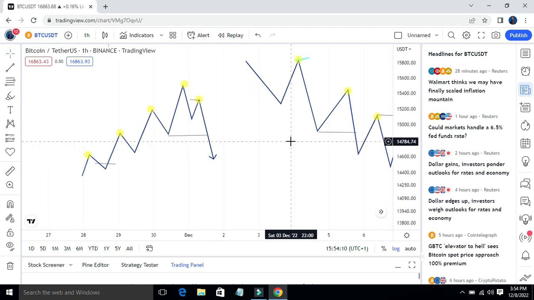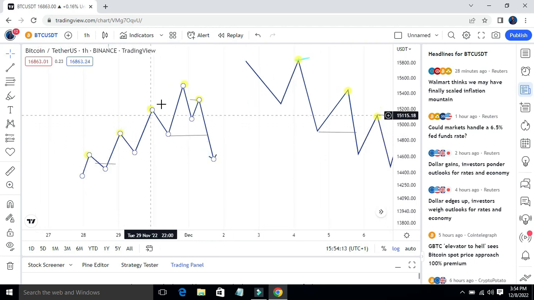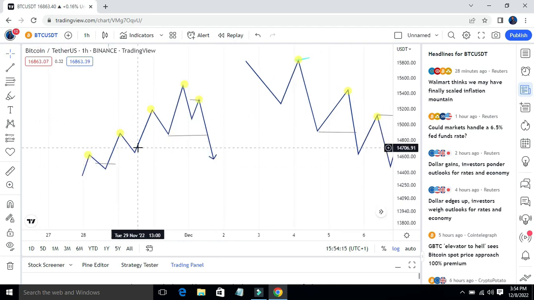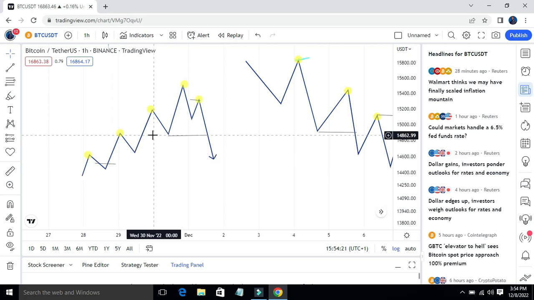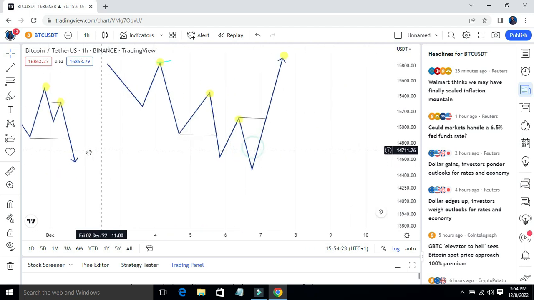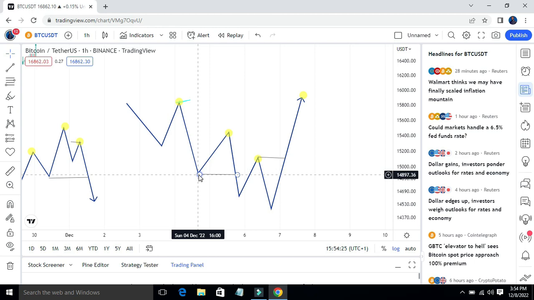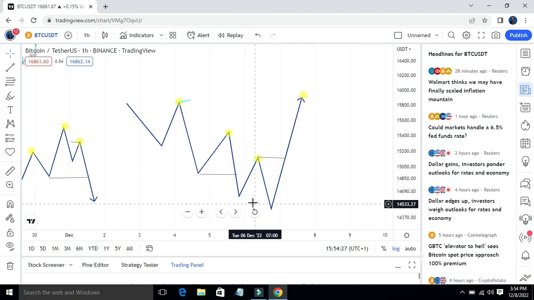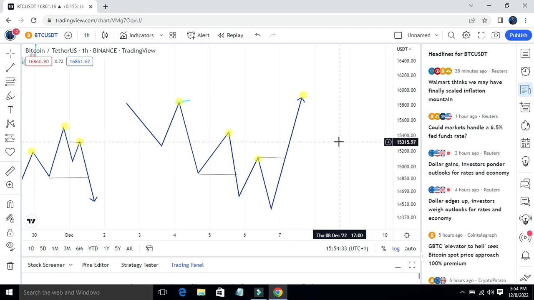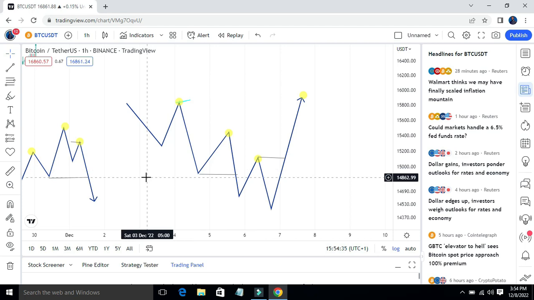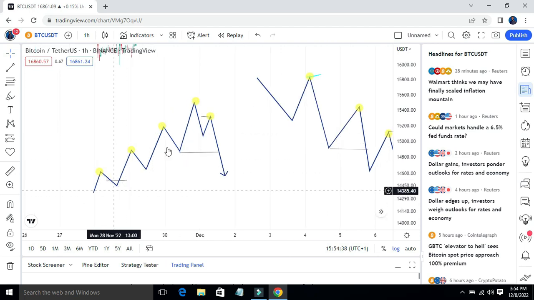So here is a higher high and these are the lows. So you can see that each low is higher than the previous one, so that's why it's called a higher low. Meanwhile here, each low is lower than the previous one, that's what is called a lower low, and each high is lower than the previous one, that's what is called a lower high.